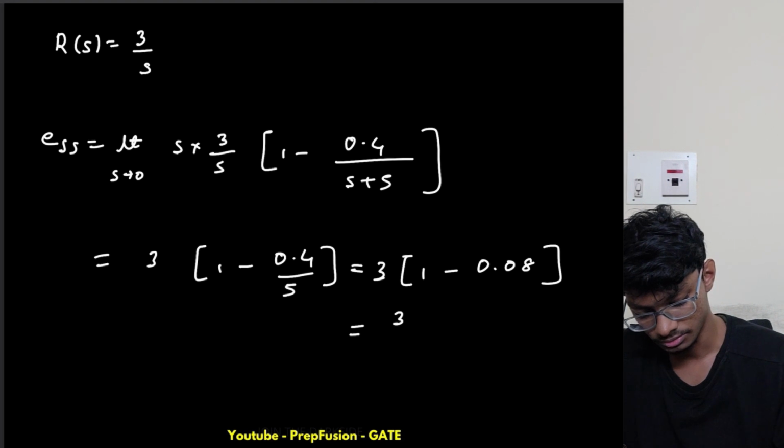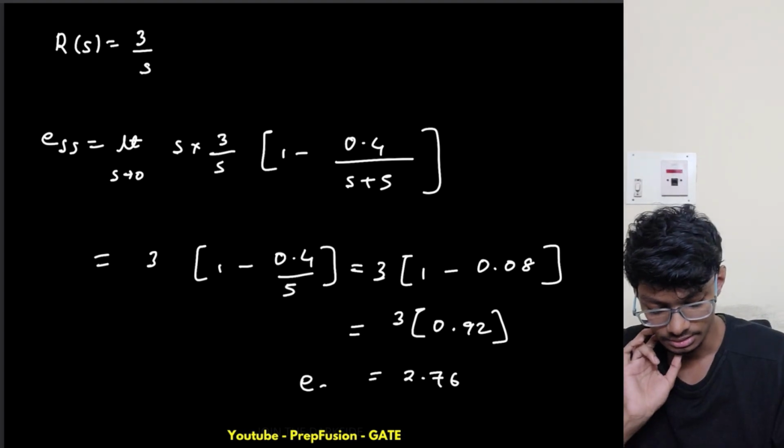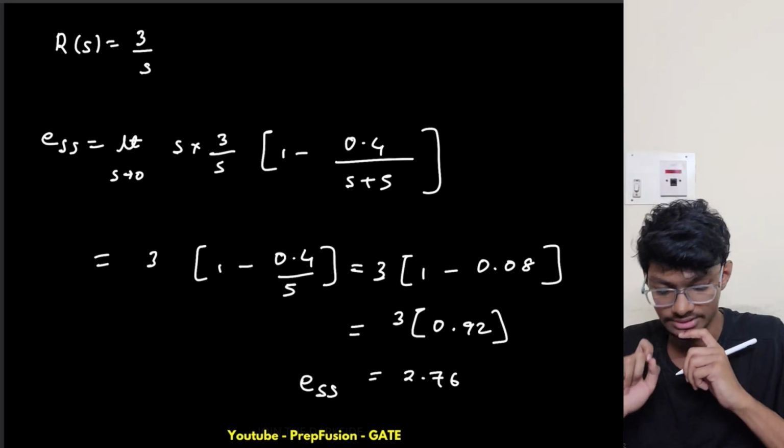And this is 3 into 0.92. Okay, so this is 2.76. So this is basically my steady state error. Okay, so this will be my answer, right?